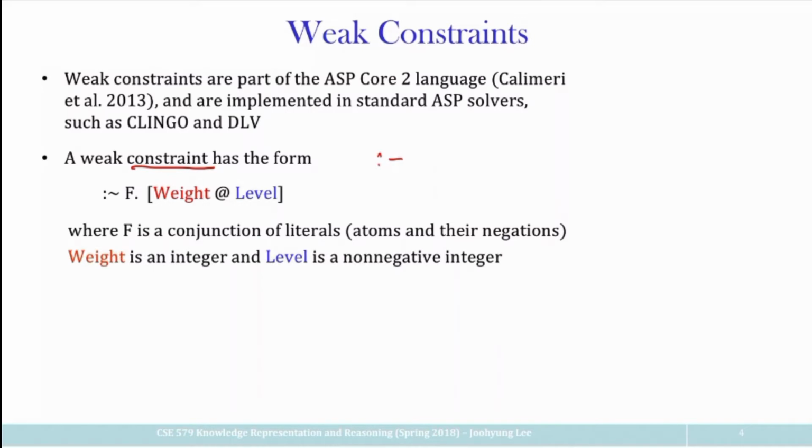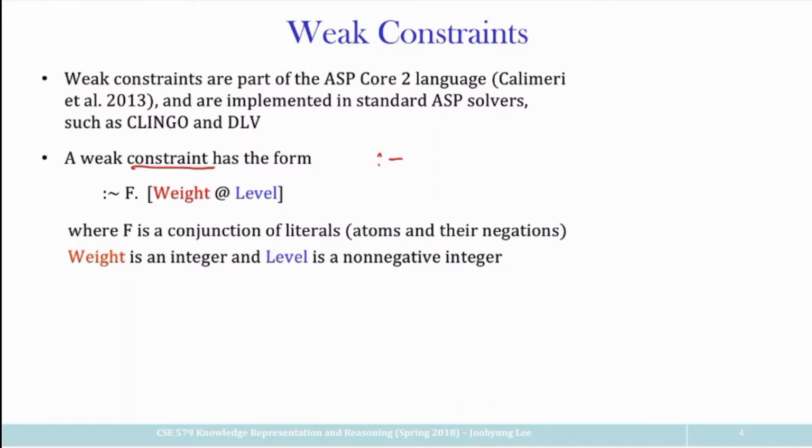Now, weight is an integer. There are actually two numbers that you put in the square bracket. The first one is the weight, and it is any integer. You can have negative numbers as well. The second one is a non-negative integer, starting from 0, 1, 2, 3. The second one I denote by the level. This is the level of the preference.